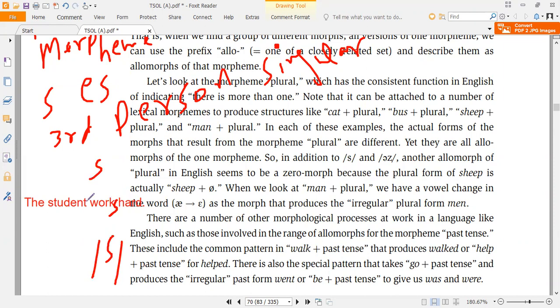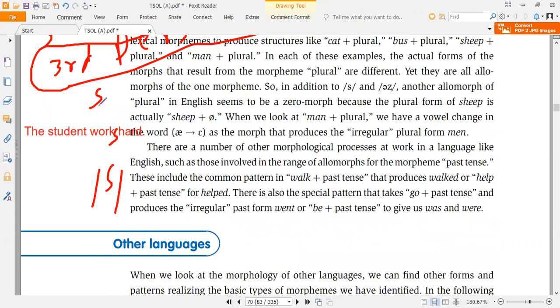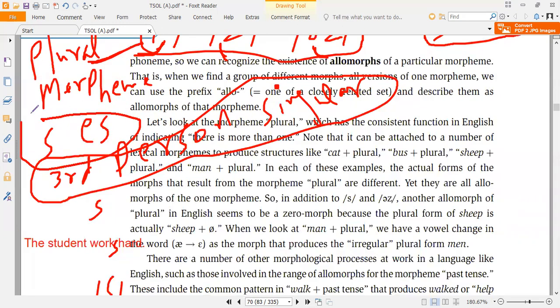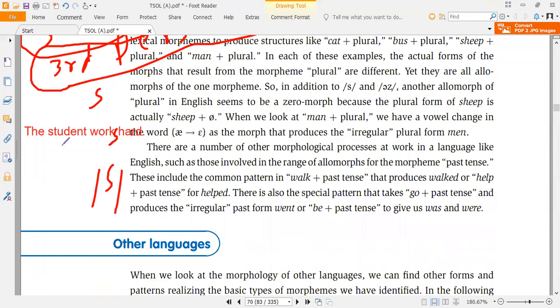to indicate the third person singular. Now, third person singular by itself is a morpheme, but its actual form can be either s or es in the written form, or in spoken form, its actual form can be either s, z, or iz. These are the actual forms.